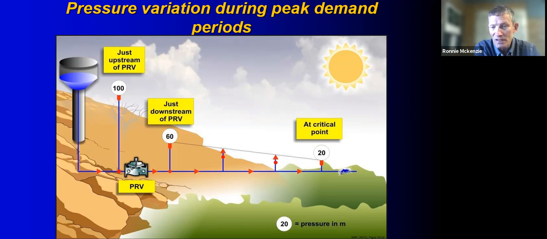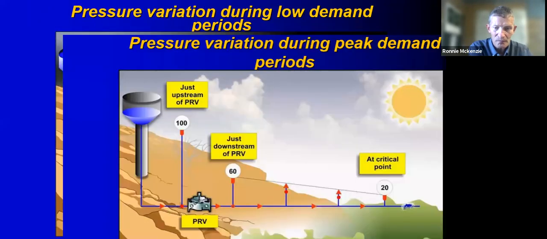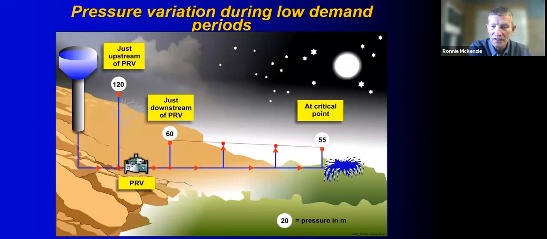So you might have 60 meters or 50 meters coming into the system, and at your critical point, which is the point of lowest pressure, it's either the point that's furthest away from the system, or it's the highest point in your system, or a combination of the two, depending on how the friction losses work out. At night time, you typically find that the pressure at your critical point will increase, and that is typically when you get most of your burst pipes occurring. That's why most burst pipes tend to occur between midnight and 4 o'clock in the morning, when your system is at its highest static pressure.